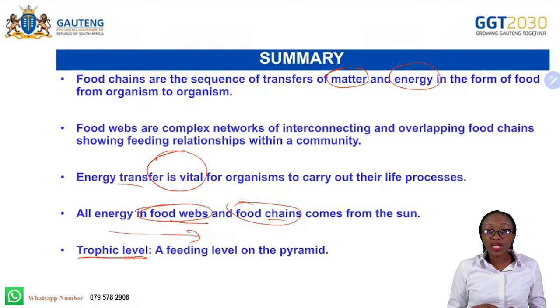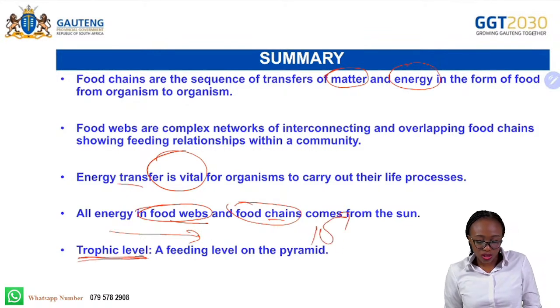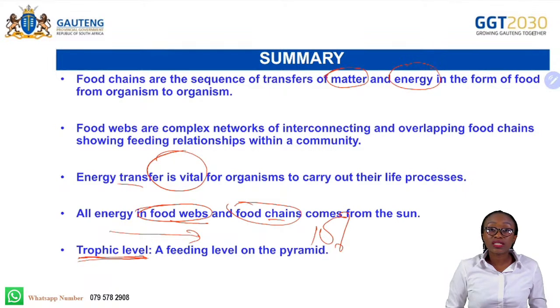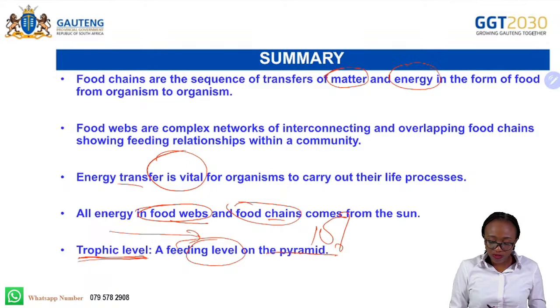So 90% of that energy is said to be lost in an energy pyramid. The 10% is the percentage of energy that is then transferred to the next animal when the previous animal gets eaten. Remember, a trophic level is a feeding level on the pyramid. The pyramid shows you how much energy is lost and how much is transferred. So it gives us very vital information.